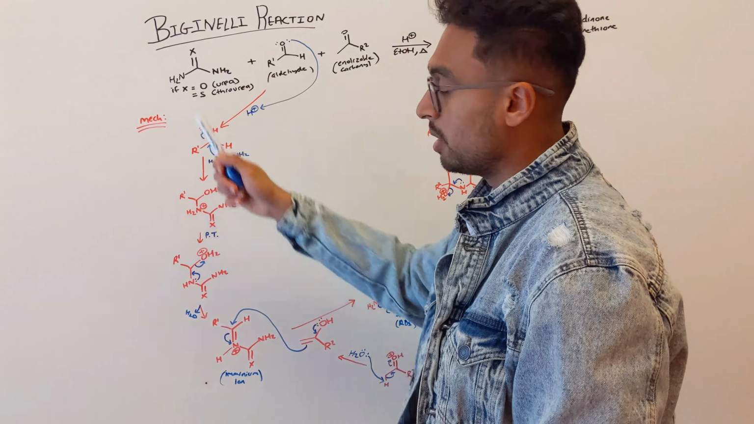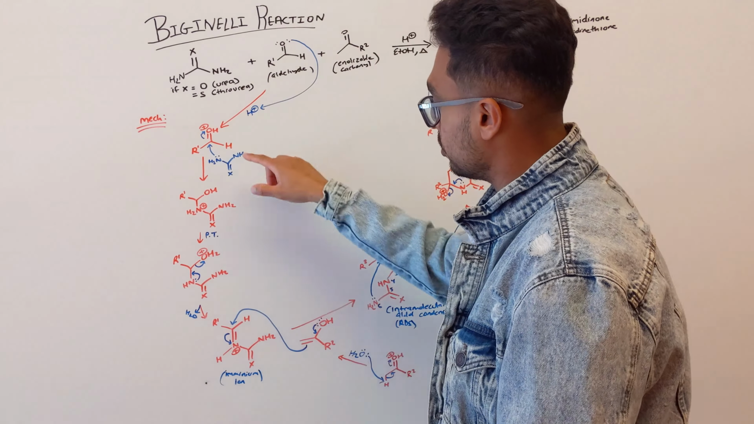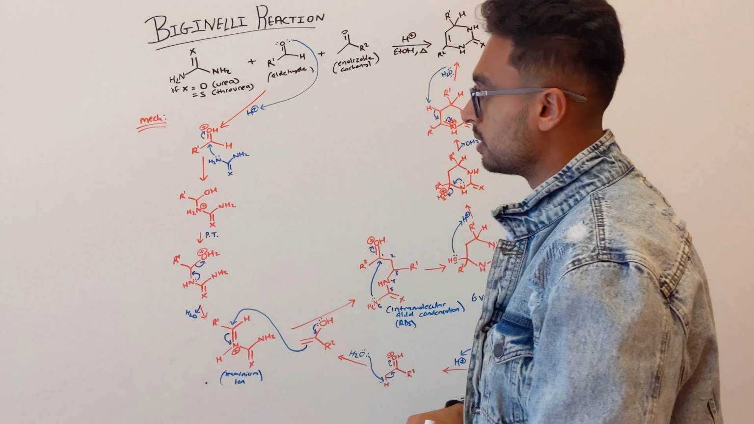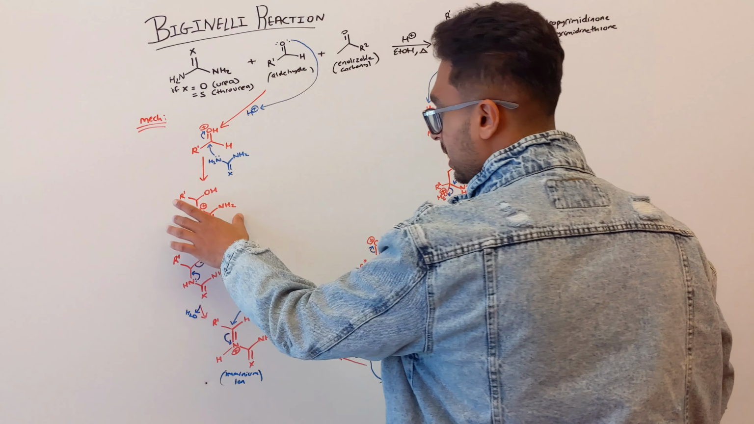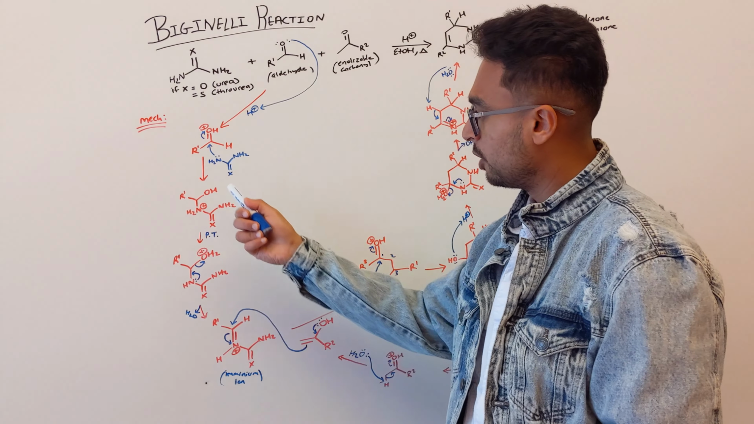So you have this amine, which is a nucleophile. So it has electrons to give, so it's going to attack that electrophilic site, push that electron density towards that oxygen, forming this. Now you have a protonated amine and you have hydroxyl.